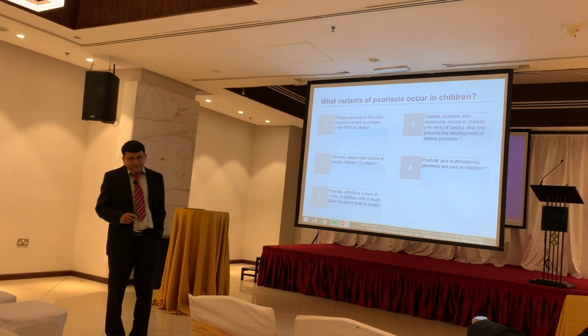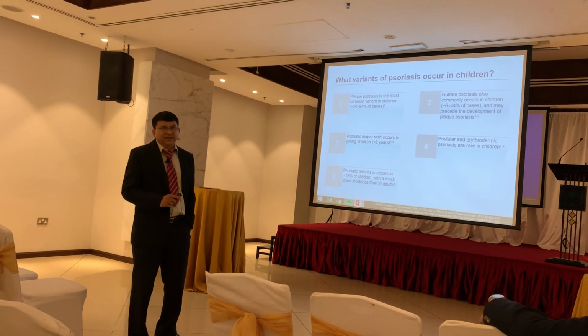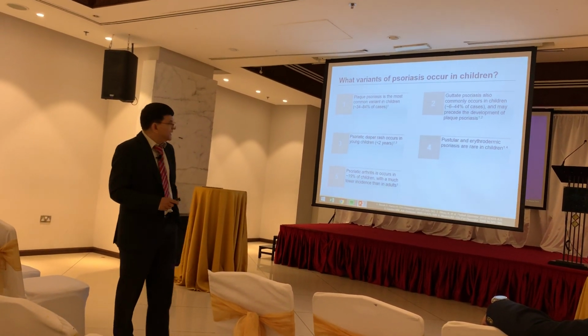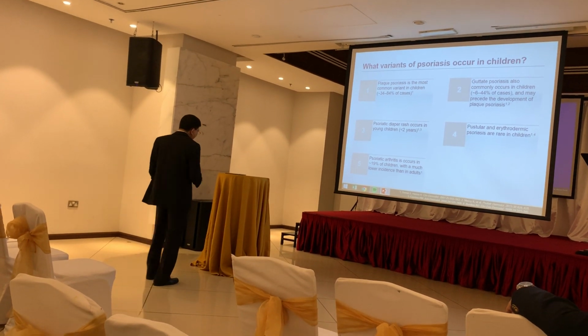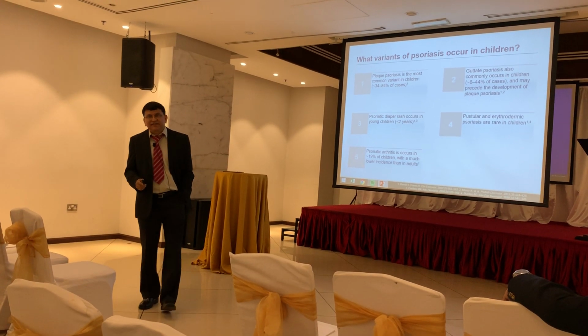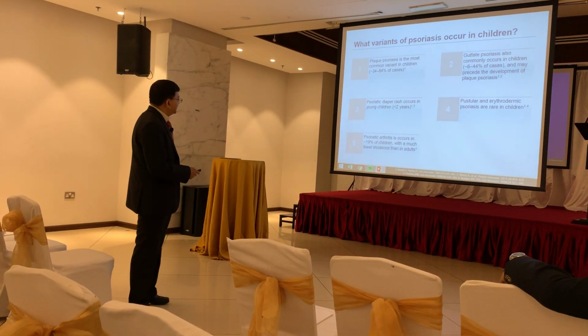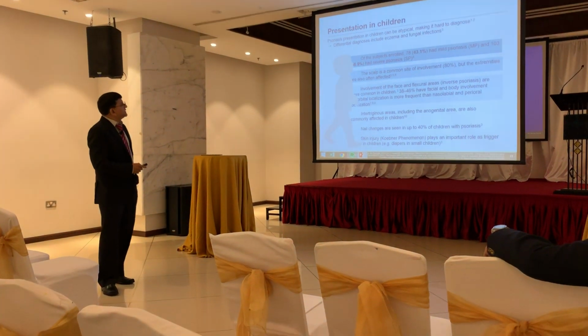Pustular and erythrodermic forms of psoriasis are extremely rare, but we do encounter them, and sometimes they can be life-threatening conditions. Arthritis is much less frequent in the pediatric age group than in the adult age group. In adults, it can approach 25 to 30%, whereas in the pediatric age group, it is approximately 19%. So, how does it present?